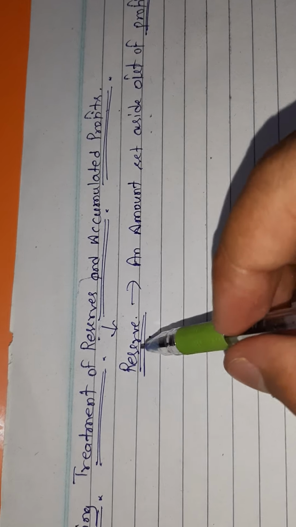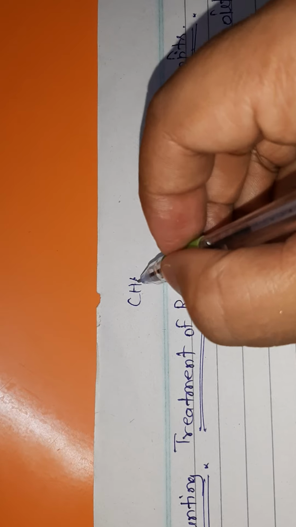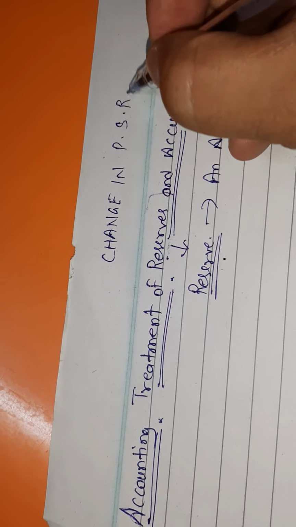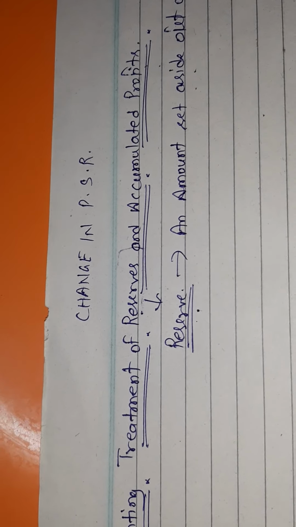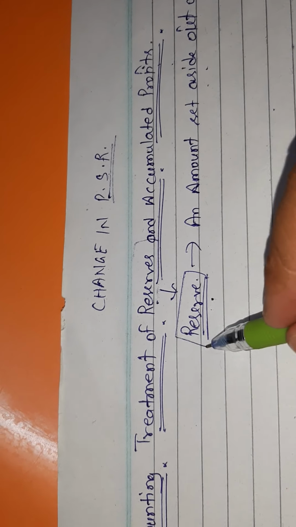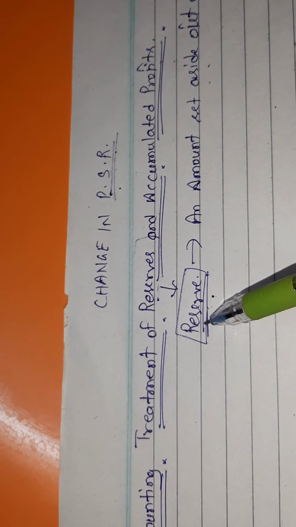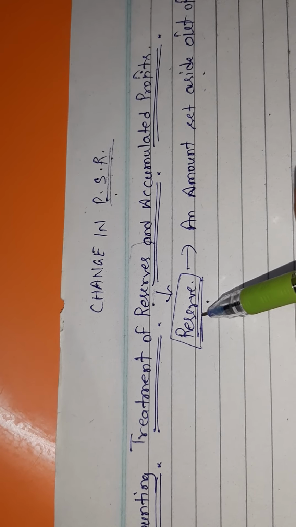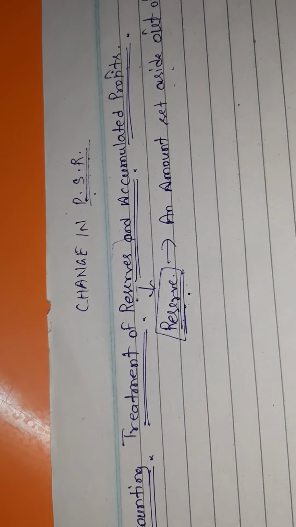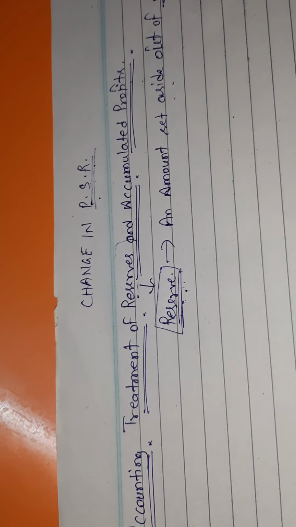So what we have to do with it? Which chapter are we doing? Change in profit sharing ratio, PSR, among existing partners. When profit sharing ratio changes, the right of the partners on the reserve also changes, or you can say the share of partners in the reserve also changes. So that's why the partners will distribute this reserve among themselves.